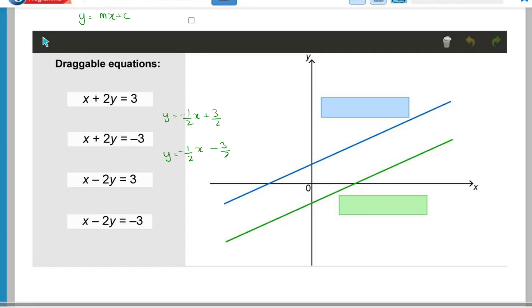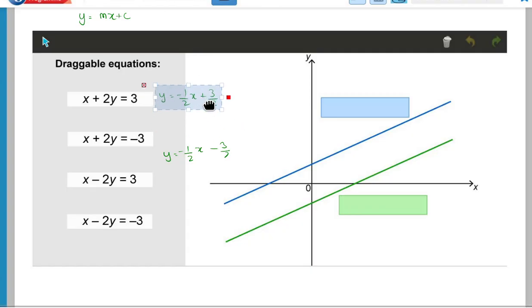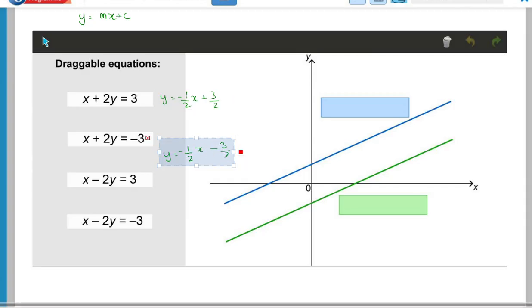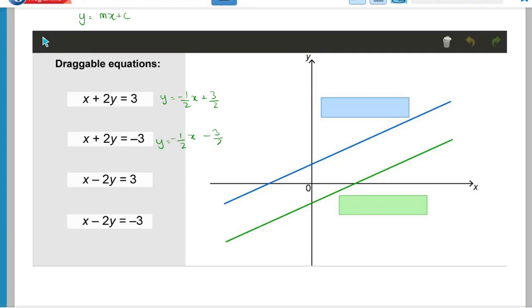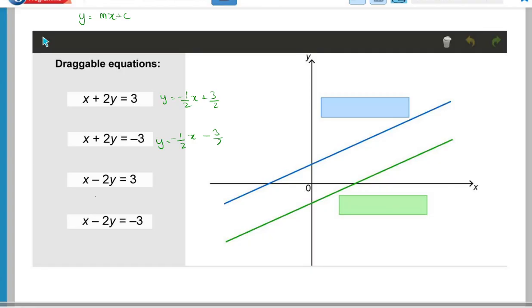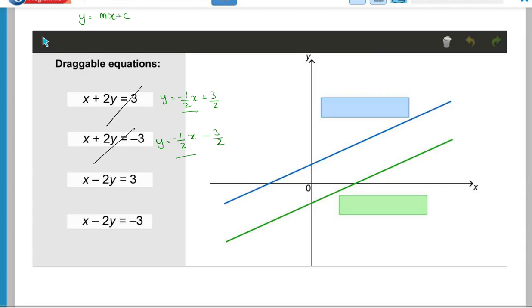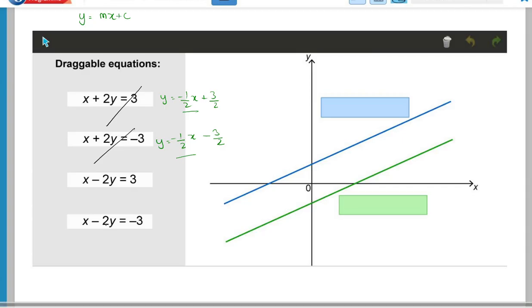So let me just write them down in front of each other. This one here and this one here. Now although this won't make direct sense to you this way, you can see that both of these lines have positive gradients and both of these lines are representing negative gradients. So automatically I'm going to delete two options and I'm left with these two now. But which one is assigned to which one?